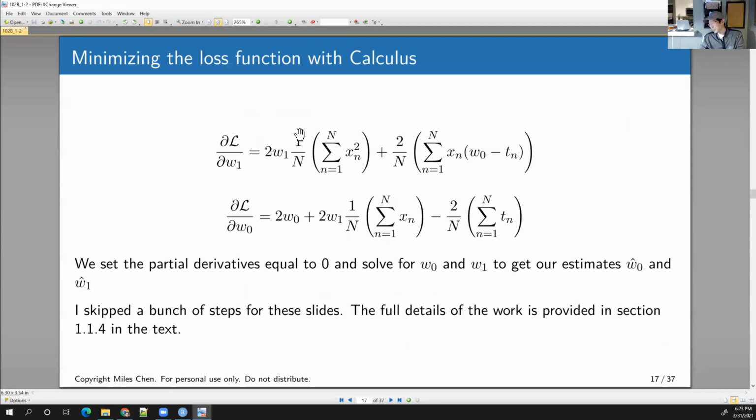You set those equal to 0. Okay, so I skipped a bunch of steps. The details of getting the partial derivatives are shown in the textbook, section 1.1.4. Okay. All right. So anyway, if you take the partial derivative with respect to W1, this is what you're going to get. You take the partial derivative with respect to W0, this is what you're going to get.